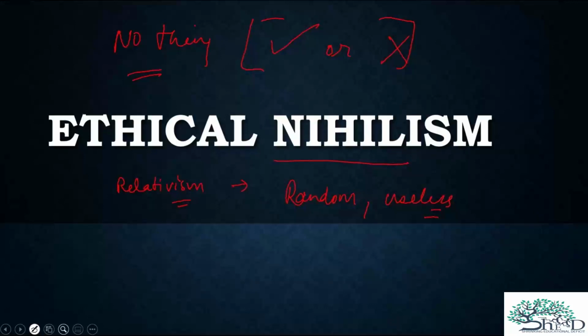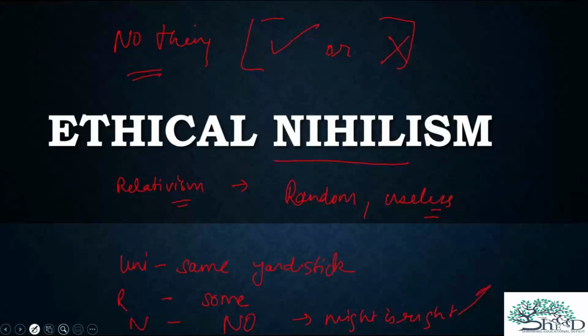Okay, all right, let me just summarize quickly. Universalists say that there is the same yardstick for everybody, that we will judge everybody at the same level. Relativists say that there is some yardstick, not the same, for everybody. Nihilists say there is no yardstick. Basically it means might is right, Jungle Raj, and here Hitler can be justified. Okay, I hope it is clear.